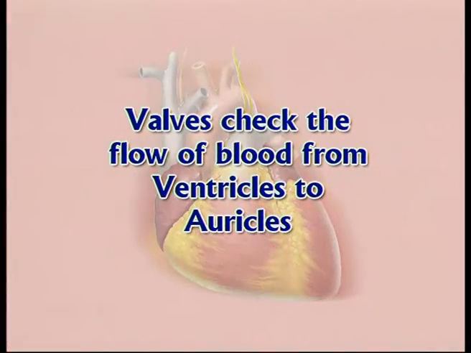These valves allow the flow of blood only from auricles to ventricles and prevent the backflow of blood, which can never return to the auricles from ventricles. These valves check the flow of blood from ventricles to auricles.